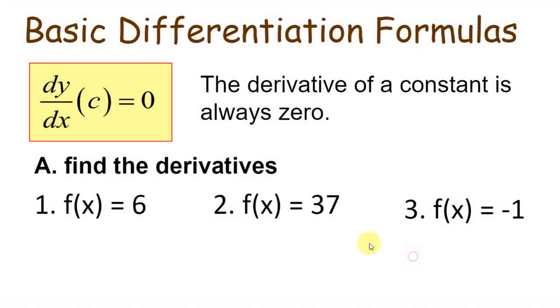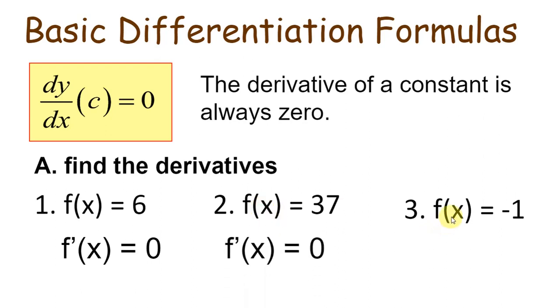If you're asked to find the derivative of a constant, the answer is always 0. And so let's look at that. What's the derivative of f of x equals 6? It's 0. What's the derivative of f of x equals 37? It's 0. What's the derivative of f of x equals negative 1? It's 0. It's just that easy. So if you're finding the derivative of a constant, it's always going to be 0.